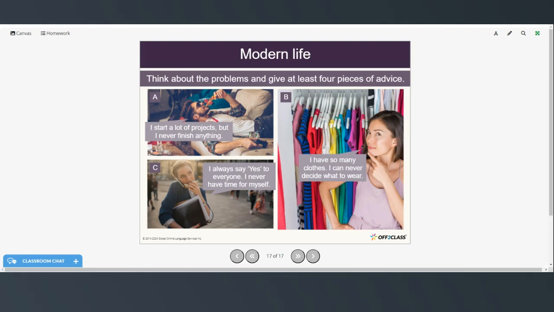All right, so think about the problems and give at least 4 pieces of advice. I start a lot of projects, but I never finish anything. I have so many clothes, I can never decide what to wear. I always say yes to everyone, and I never have time for myself. So think about these problems. Try to give some advice using both the imperative and should or shouldn't.